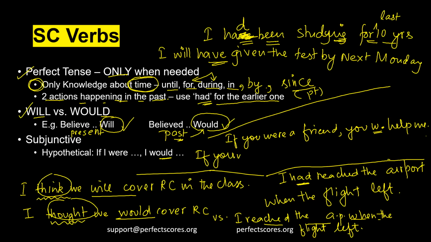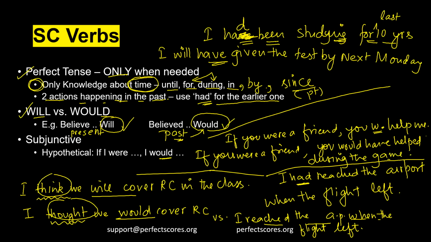For example, if you were a friend, you would have helped me during the tournament or during the game. So now you have a reference, you have a word like during, telling you when something is happening or happened. So you're talking about the past clearly. And yeah, this is going on. So any doubts about this particular rule? No. Okay. So let's move on to the next few rules.